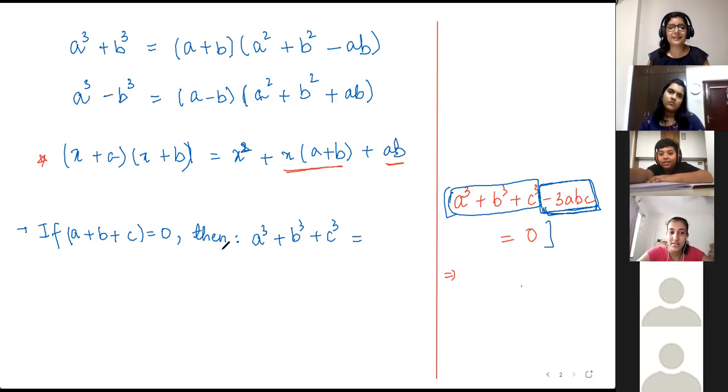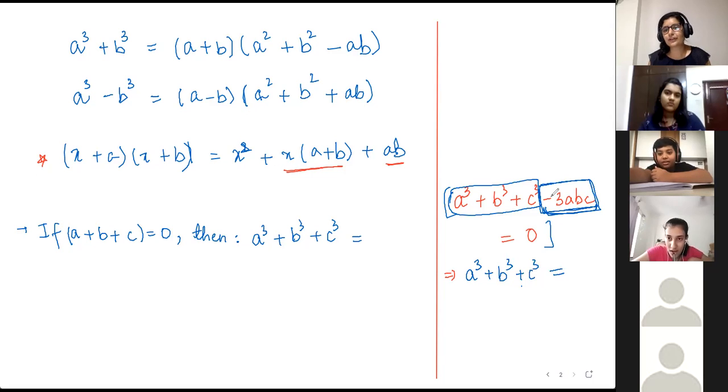So if A plus B plus C equals 0, that doesn't mean A is 0, B is 0, C is 0. A, B, C can have values. Just that if you add them up, then they're equal to 0. So the values can also be different, I can write it as 2 plus 2 plus minus 4.